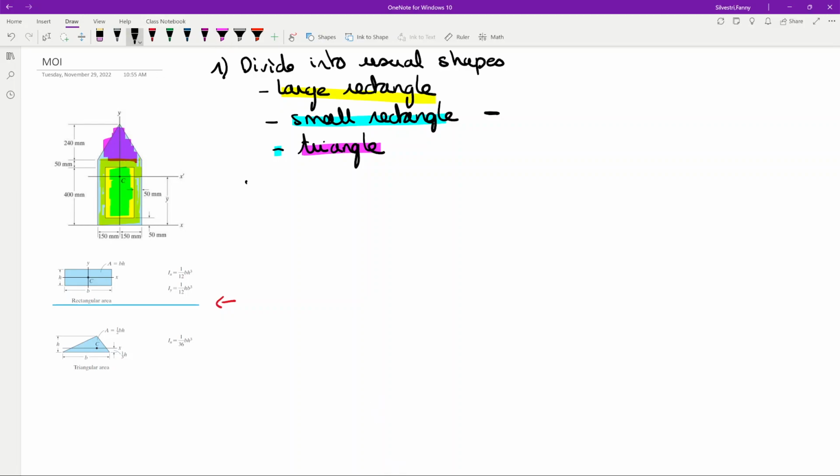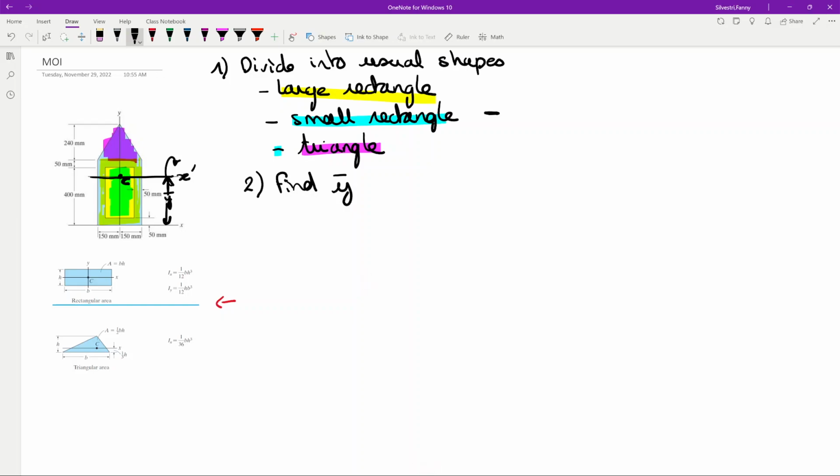Now the second step will be to find the centroid of the global shape. So the C that we see there is the centroid of the global shape, and the goal is to find the mass moment of inertia about this axis x prime. Okay, so about an axis that is parallel to x, but is going through the centroid of this global shape. So let's find the y bar, that is this distance there from x on the bottom. Okay, we need to find the y bar.